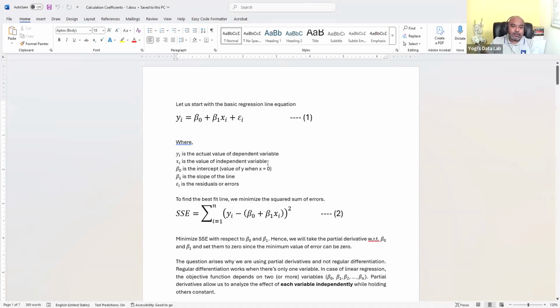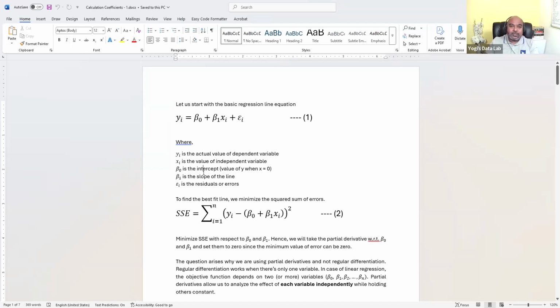So let us begin. Okay, so let us start with the basic linear regression line where I say yi is equal to beta 0 plus beta 1 x1, or beta 1 xi, plus epsilon. Epsilon is your errors, beta 0 is your intercept, beta 1 is the coefficient for x1 and or xi, and xi is your variable, independent variable, which is contributing towards your dependent variable.